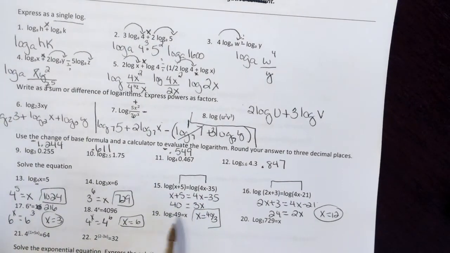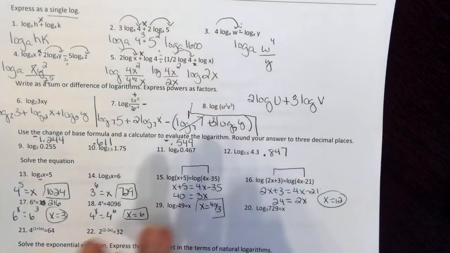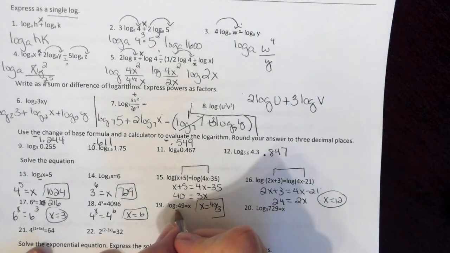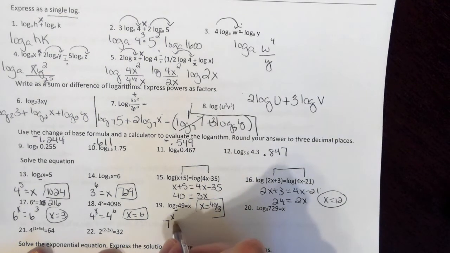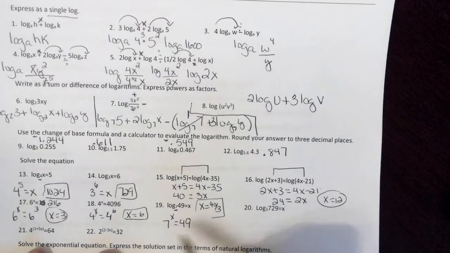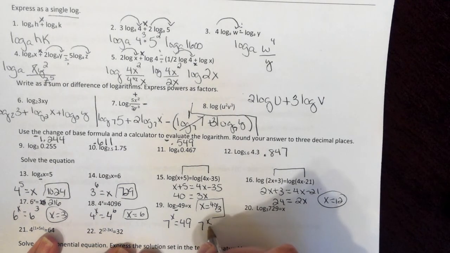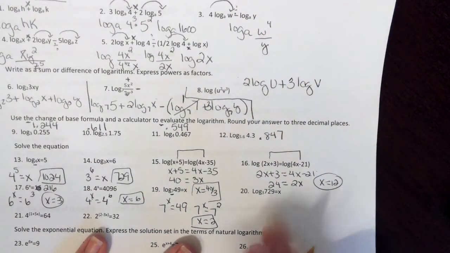On number 19, we have a log equation again. And when you have a log equation and you only have one log, the first thing you do is you flip it to an exponential. Again, we're going to keep the base, so 7, and then we're going to flip. 7 to the x equals 49. Now I do it like this. I get like bases. So 7 to the x equals 7 squared. So x equals 2.